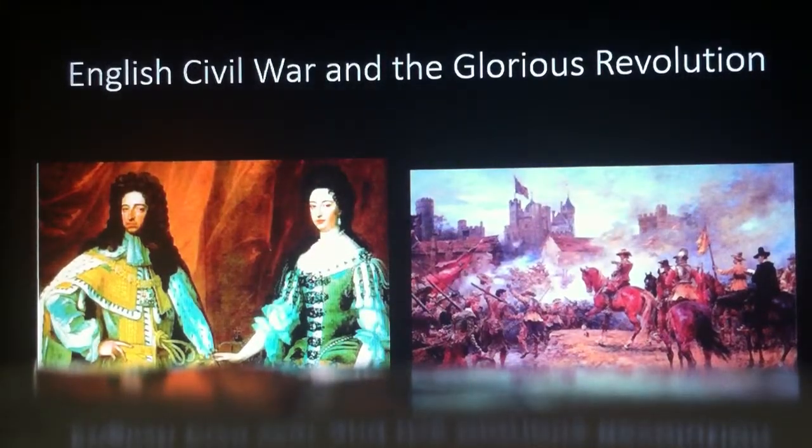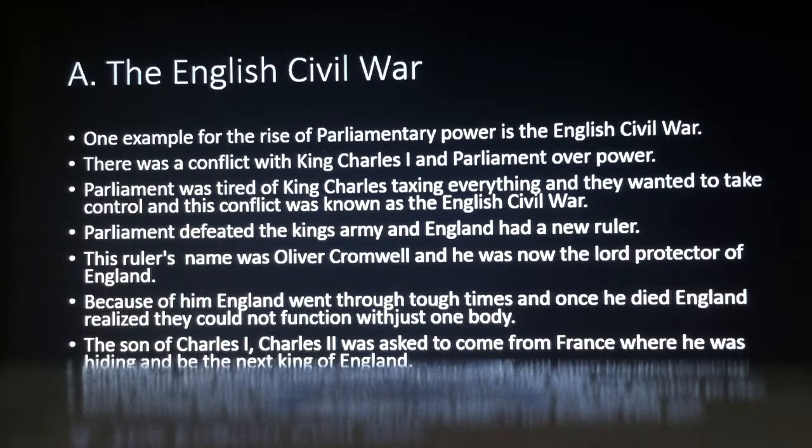The English Civil War. One example of the rise of parliamentary power is the English Civil War. There was a conflict between King Charles I and Parliament over power. Parliament was tired of King Charles taxing everything, and they wanted to take control, and this conflict is known as the English Civil War. Parliament defeated the king's army, and England had a new ruler.